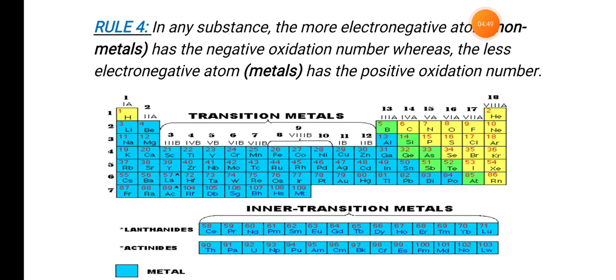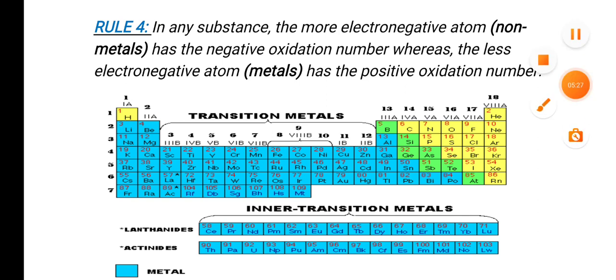Here's rule number 4. Rule number 4 says that in any substance, the more electronegative atom has a negative oxidation number. Electronegative atoms are usually non-metals. The oxidation number of electronegative atoms, especially non-metals, is negative, while the less electronegative atoms have positive oxidation numbers.